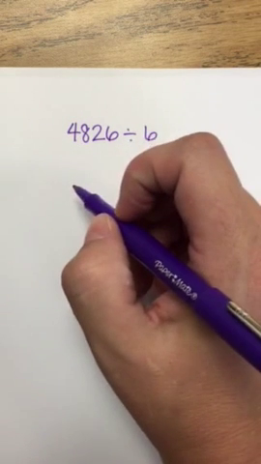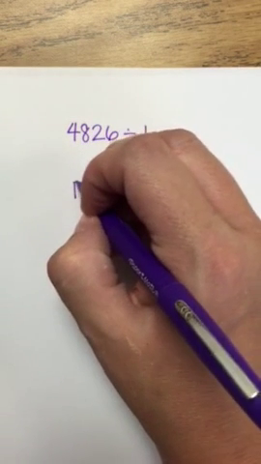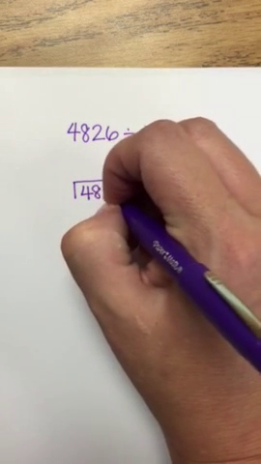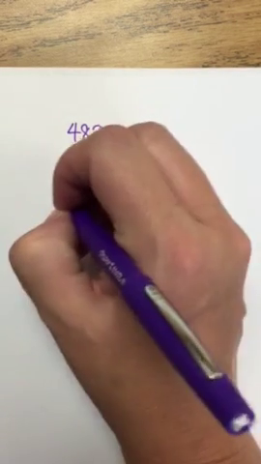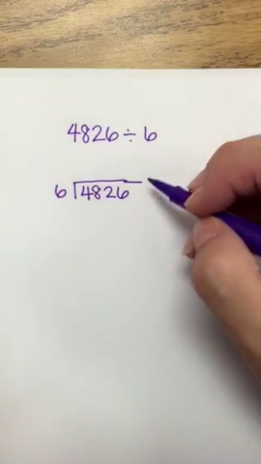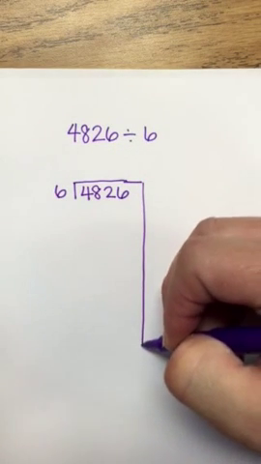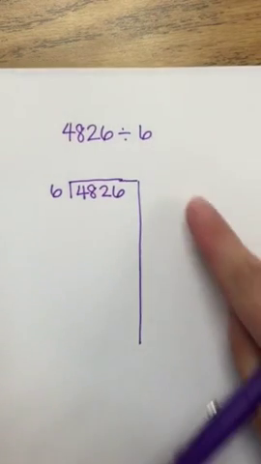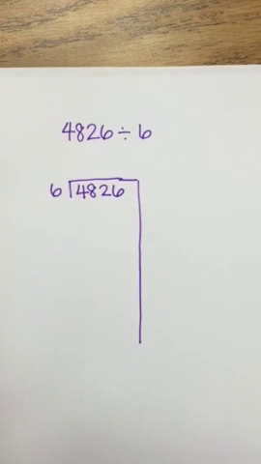So the way that we would set up a partial quotients problem would look very similar to the standard algorithm, where we have our dividend on the inside and our 6 on the outside. The difference is we're going to draw this line going down the side. Some methods choose to stack on top. We're going to go down the side here.